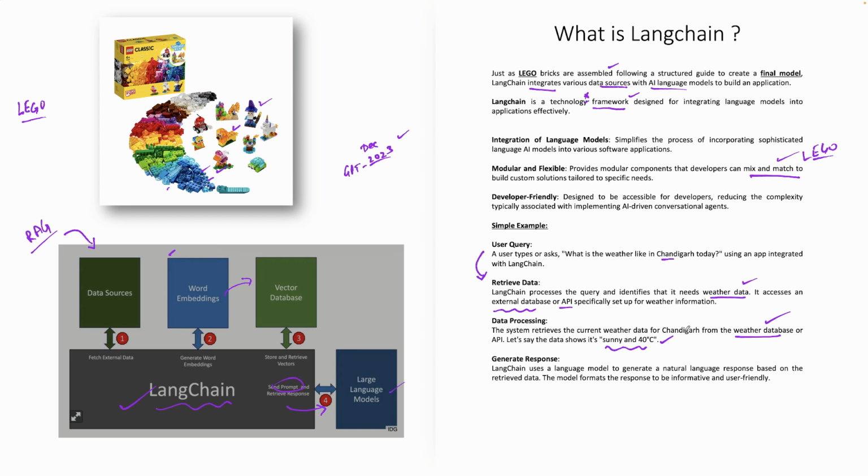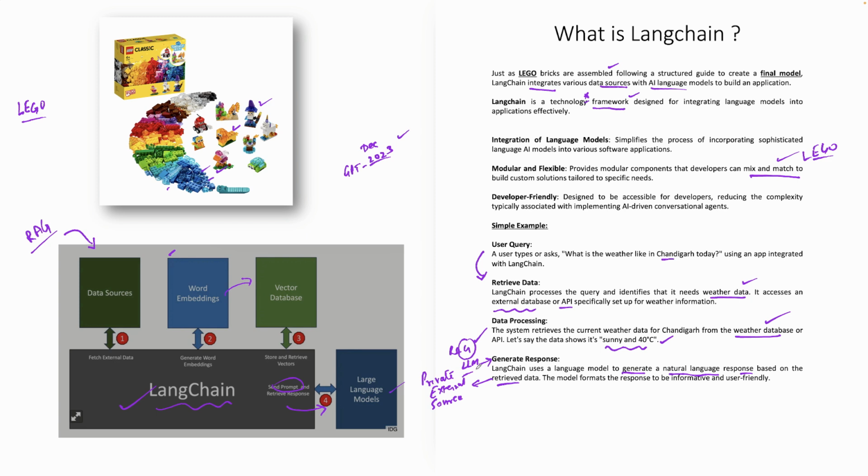Now comes the beauty of LLMs. Here the LLM, or the G part of the RAG, is activated, which is the generate response. LangChain uses a language model to generate a natural language response based on the retrieved data. So what I want to say here is the data is actually retrieved from your external source, or your private source, you can call it that way. It is in-house.